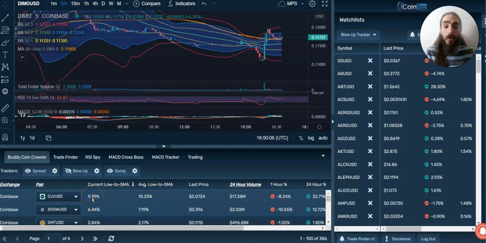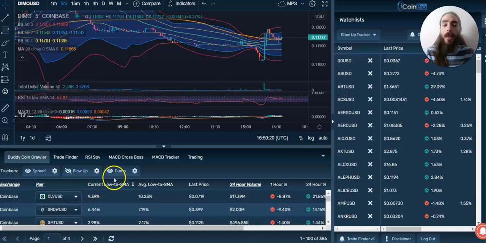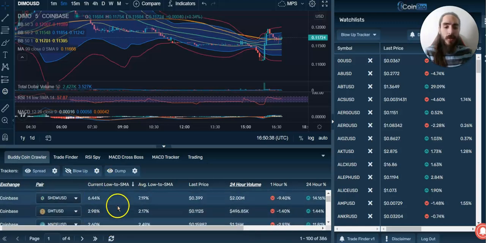So if we're currently at 9% and the average is 10, then that means we don't want to trade that. We want the current low to be way lower than the average low. Does that make sense? Because if the average low is 10% and then we see something like 20%, then that means it's twice as low as it normally is, which means it's going to snap back. Does that make sense? So it's really easy to use this.